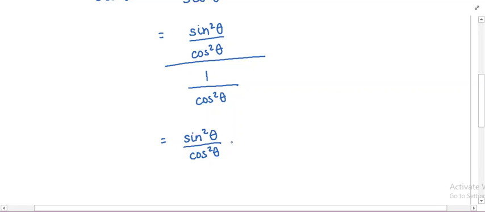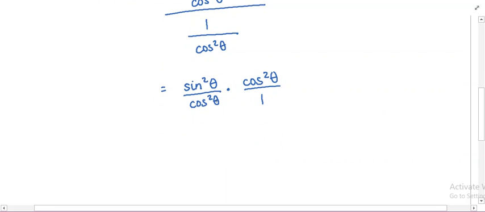We're going to divide by 1 over the cosine squared of theta. So I'm going to change the division to multiplication. I'm going to flip the other fraction, okay? And then that leaves me with this expression. So I'm multiplying two fractions, okay? But at this point, I see a cosine squared theta in the top, one in the bottom, okay? And so they cancel, and this is going to leave me with sine squared theta, okay?